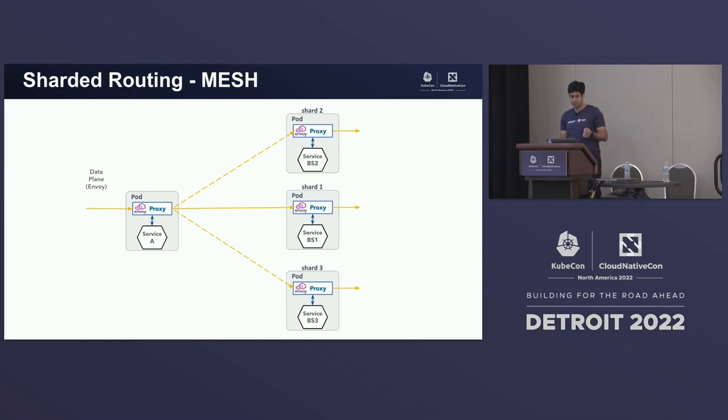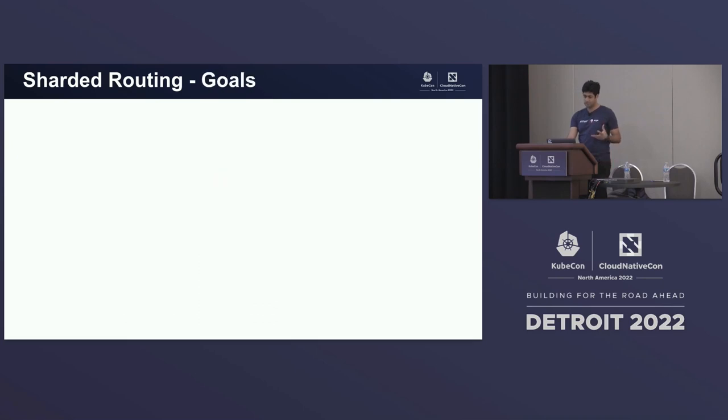So the approach we took was to implement the routing logic within the proxy itself. But before we go there, I want to go through the goals we had for this approach. As the shards are maintained by the services themselves, we did not want the client to be aware of them. These decisions need to be transparent to the client services as well. So we did not want any changes, or if any, we wanted them to be very minimal.